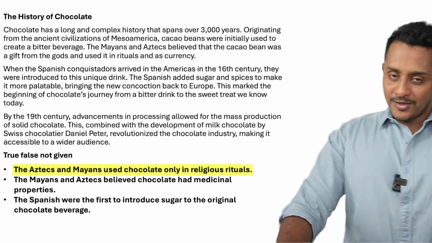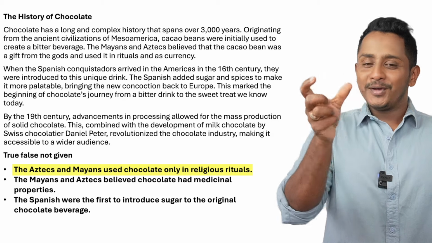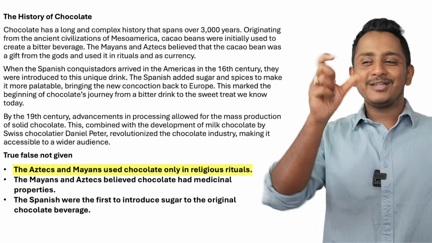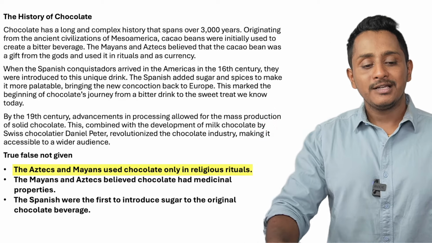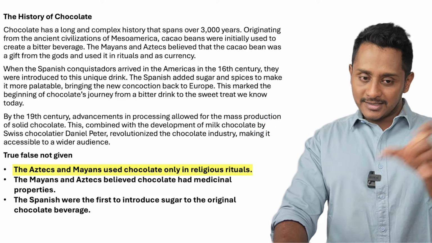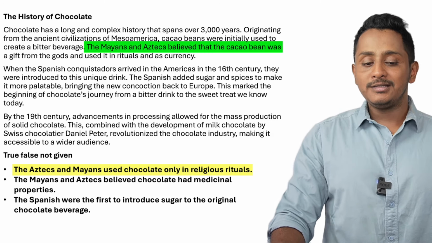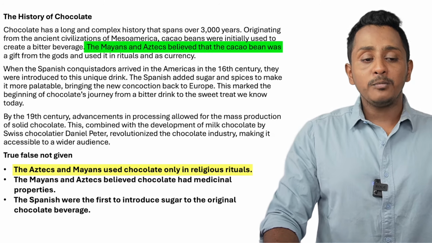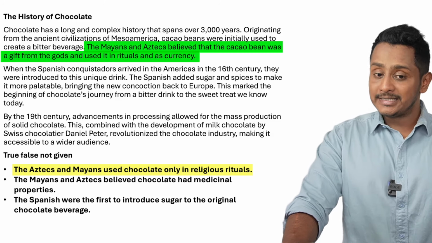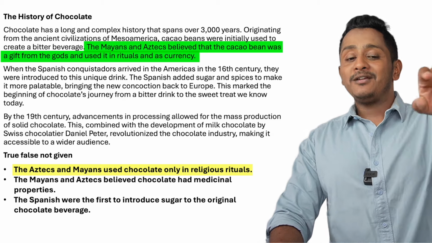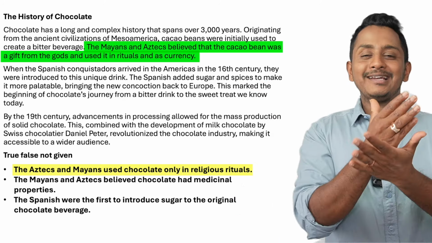All right, so the first question is: the Aztecs and Mayans used chocolates only in religious rituals. That's the keyword. Whenever you come across modifiers like only, solely, be careful. Now we have to check this, Aztecs and Mayans. In the first paragraph, you have Aztecs and Mayans believed that cocoa bean was a gift from gods and used it in rituals, yes, and as a currency. The paragraph says rituals and currency, but the question says only rituals, so it's exactly contradicting.